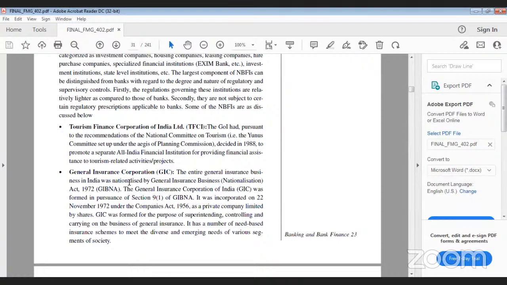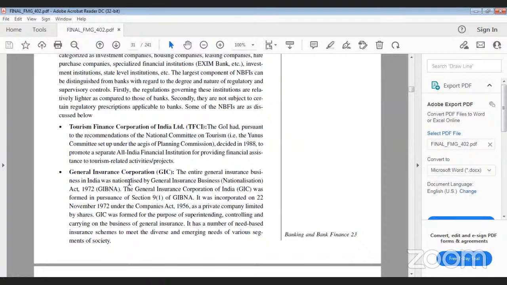Tourism Finance Corporation of India, TFCI. It was set up to pursue the recommendation of the National Committee on Tourism, decided in 1988, to support all Indian financial institutions in providing finance for tourism related activities.